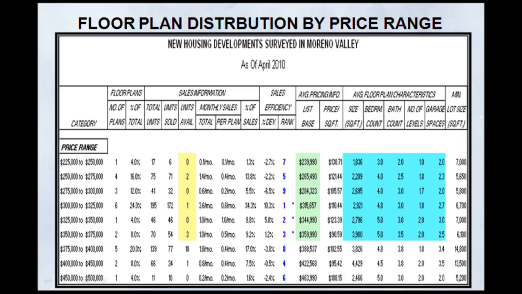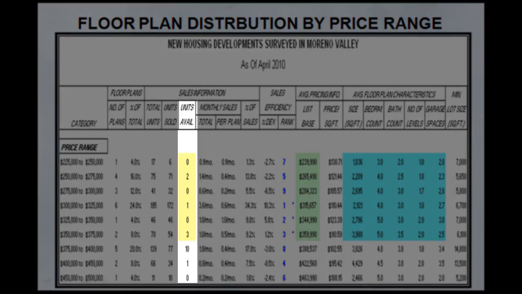Here's the distribution of floor plans that are available in this particular market in those 4 developments on the previous slide. As you can see in yellow, the numbers are very, very small. Even the communities that have homes in the 225 to 250,000 range, for example, there aren't any units available. There's only 1 floor plan and no units are available. Look at 275 to 300, 3 floor plans in the existing developments, again, none available. So we have a tremendously undersupplied market under about 300,000.